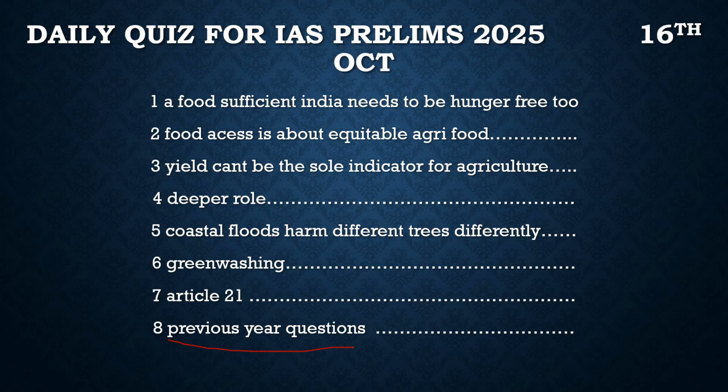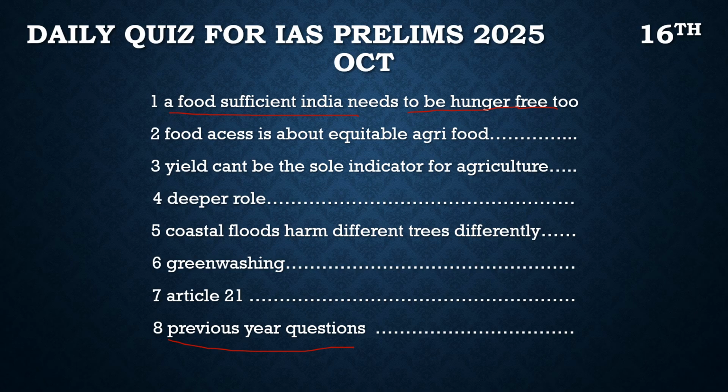The first article which was in the news is about a food sufficient India needing to be hunger free too. First of all, today is 16th October and it is World Food Day, and so these articles were in the news about 16th October being World Food Day. The theme of this year's World Food Day is right to food for a better life and a better future.